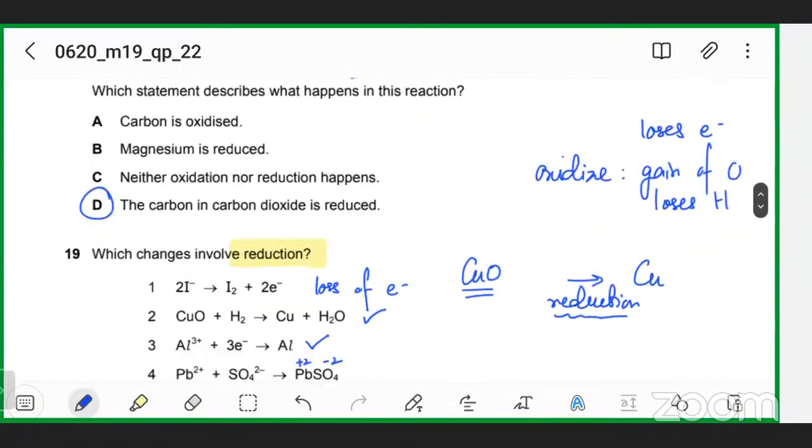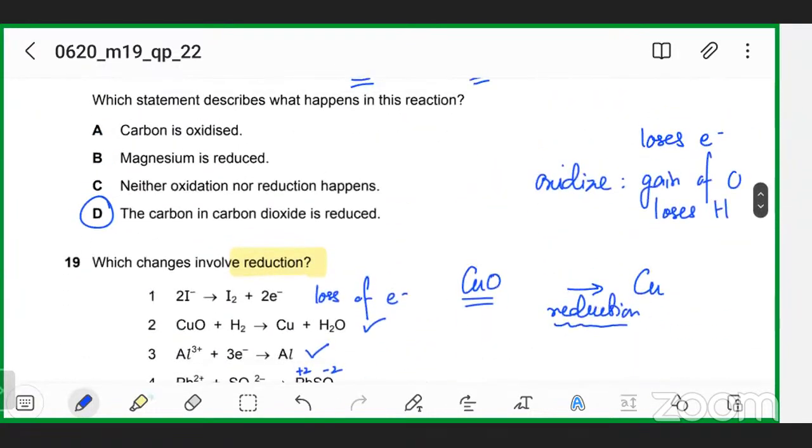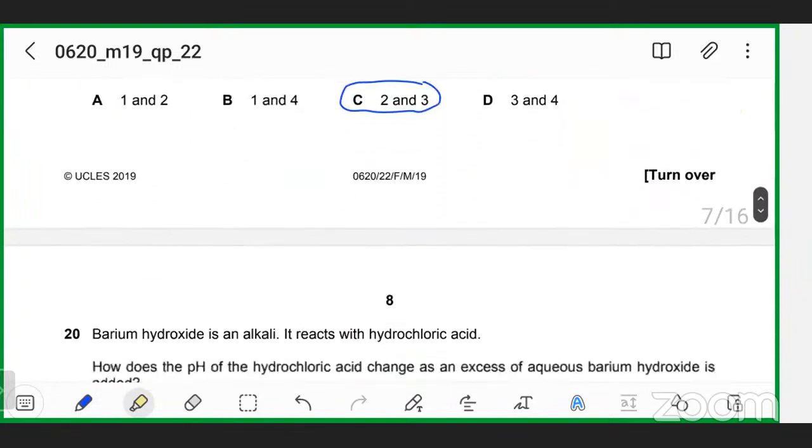अच्छा, इसमें बस याद रखना कि oxidation is any of the 3 things: loses electrons, gain of oxygen, or loss of H. And reduction is the opposite.